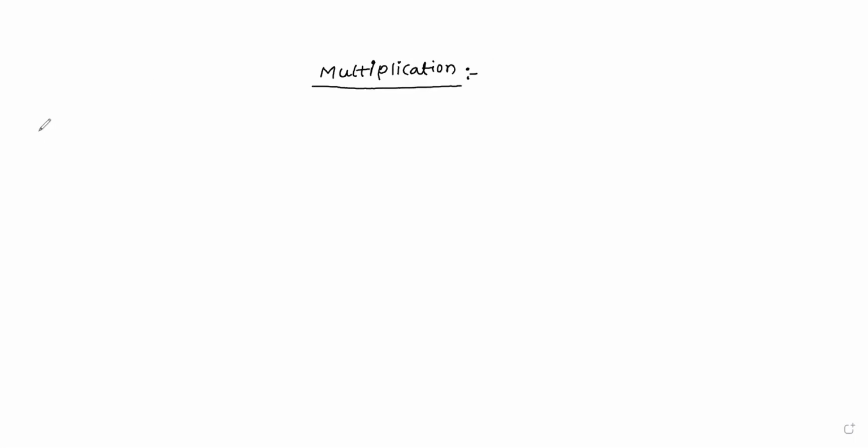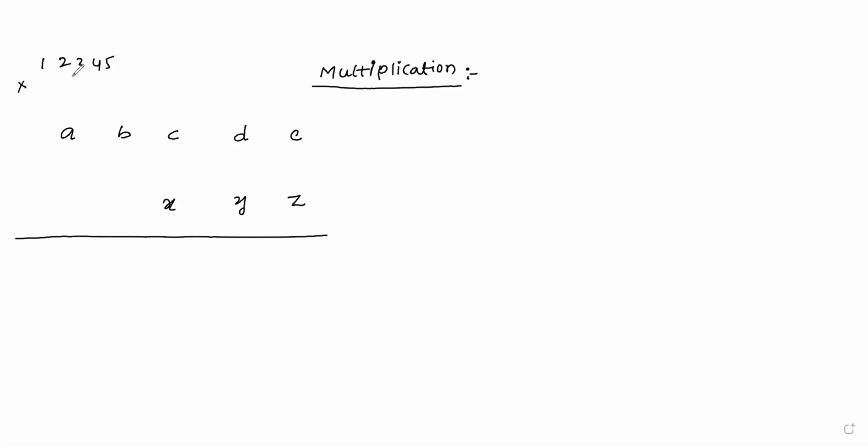Suppose we take A, B, C, D, E multiplying with X, Y, Z. It means that 1, 2, 3, 4, 5 is multiplying with 4, 8, 9 like this. We have 5 digits and 3 digits. We have 5 digits A, B, C, D, E, and 3 digits X, Y, Z. Okay, let me write each and every step very clearly here. So 5 and 3, 8.